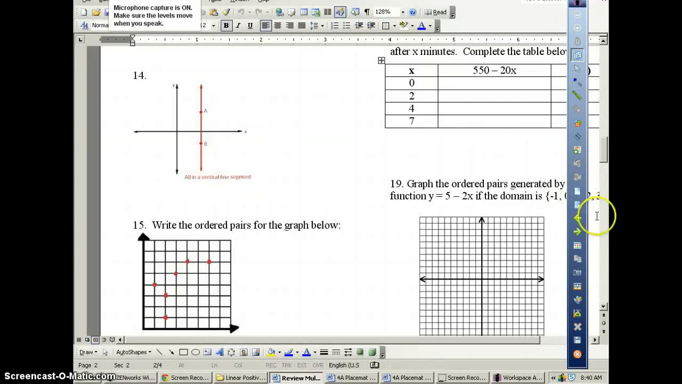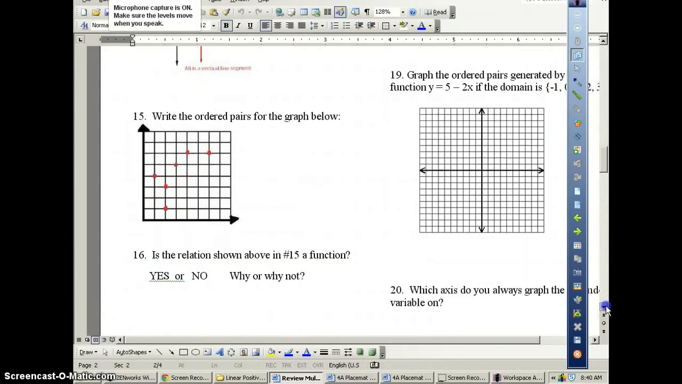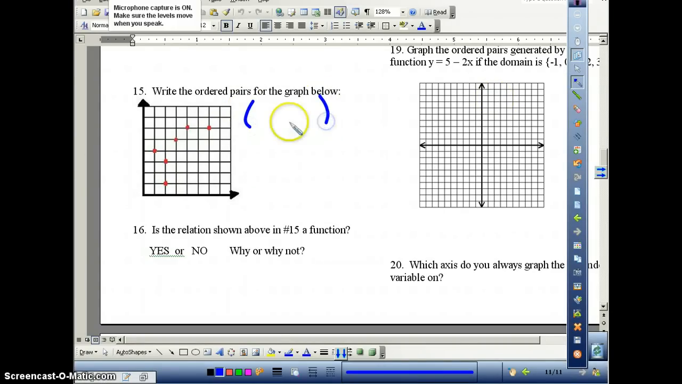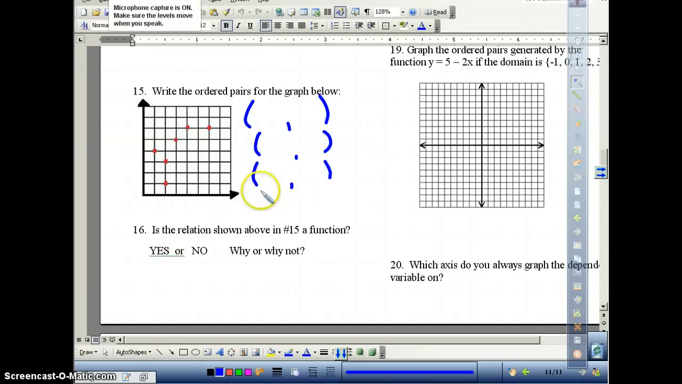Good for you. All right, number 15. Write the ordered pairs for the graph below. Ordered pairs have a set of parentheses and a comma in between. 1 comma 4. 2 comma what? What's this point right here? No, 2 comma 1. This point is what? 2 comma 1, 2, 3, yep.